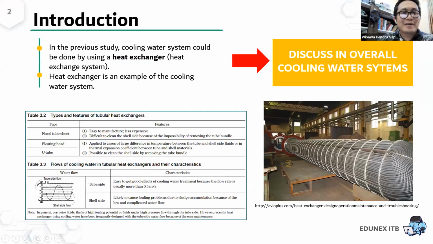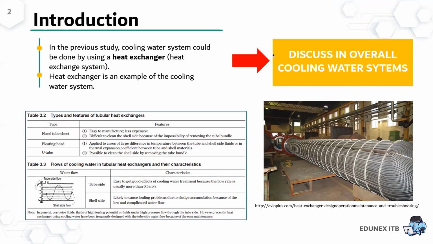Okay, so go back again to the course materials. The heat exchangers, as I mentioned before, are one example of the cooling water system. I will turn off the camera first. The types and features of heat exchangers are classified into three different types: the first one is the fixed tube sheet, we also have the floating head, and we also have the U-tube. I think you are already familiar with these three types, because you have made a heat exchanger design as your final project for the heat transfer course. Hopefully you still remember this.